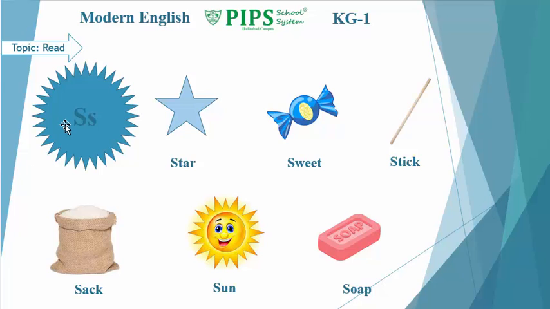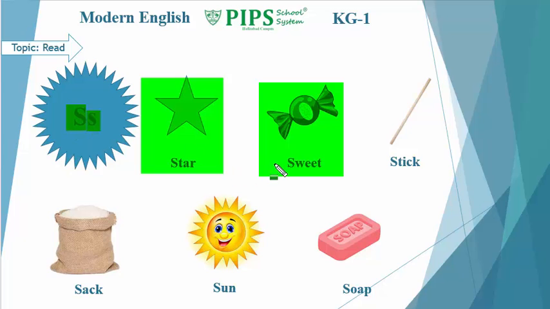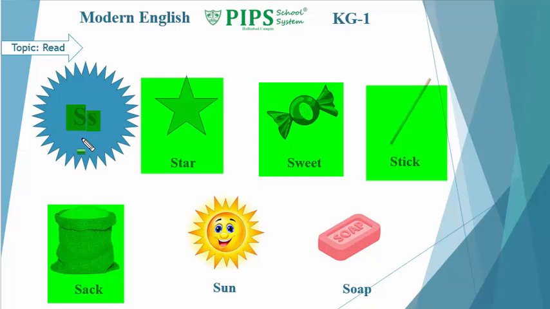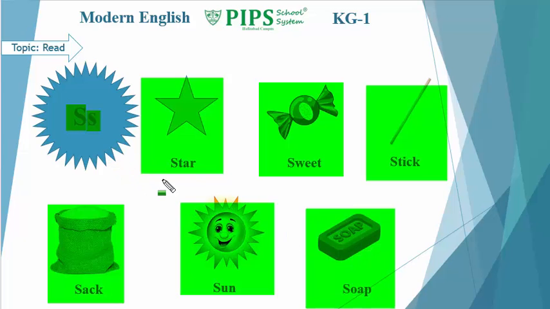The next letter is S. This is a capital letter S and this is a lowercase letter s. Sounds like S. Let's learn which things begin with the letter S. S for star, S for sweet, S for stick, S for sack, S for sun, S for soap. Now students, read with me.